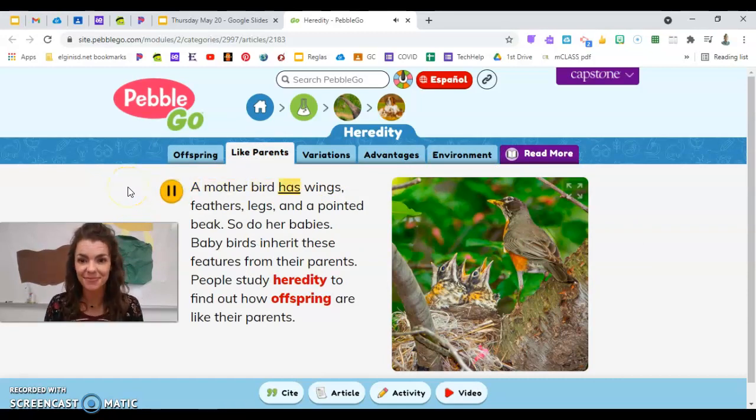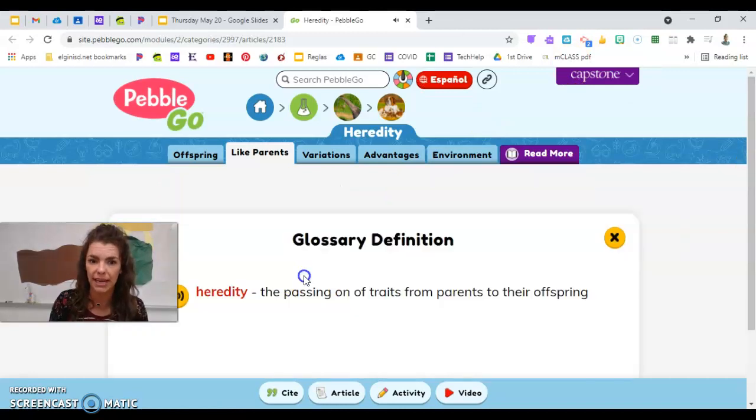A mother bird has wings, feathers, legs, and a pointed beak. So do her babies. Baby birds inherit these features from their parents. People study heredity to find out how offspring are like their parents. There's that H word, PebbleGo. Heredity. Say it with me, please. Heredity.